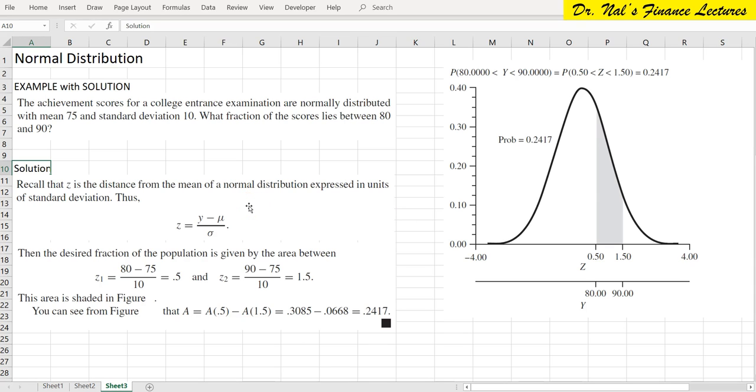Let me provide you two different ways to solve this problem. The first method is to standardize it. Usually that's not the way I solve the problem, but I will show you the solution anyways. And then the second way, because we are using Excel, which can do a really good job, we don't have to standardize. We can directly solve the problem as it is. All right, so the first solution is with standardization.